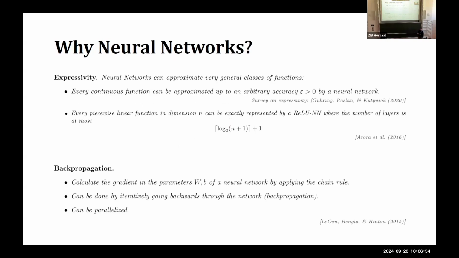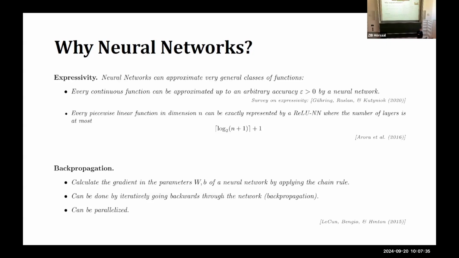So why are neural networks so popular? I think there are many reasons. One reason is the expressivity. There are many works which show that you can approximate a lot of functions by neural networks. There's a nice survey on this where you can find results like this. Every continuous function can be approximated by a neural network, of course, up to an accuracy of epsilon. So basically, if you don't know what your true function is, but it's continuous, then there is a neural network. It's not clear that you find this neural network, but there is a neural network which can approximate this well.